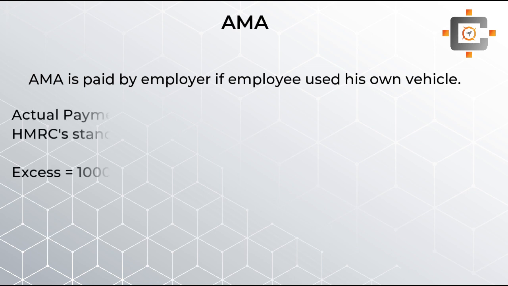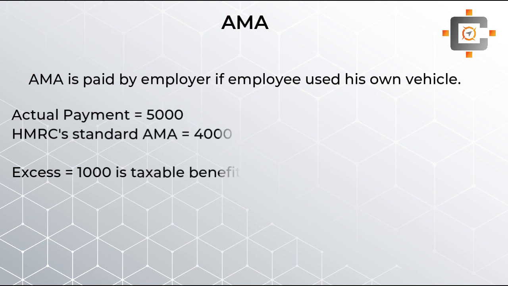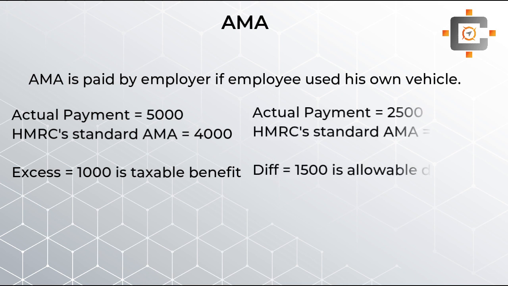Now let's say, according to the HMRC's rule, you should get £4,000, and actually you are getting £5,000. That means you are getting £1,000 extra over and above the standard amount given by the HMRC. So whatever excess amount you are getting over and above the standard amount will give rise to the taxable benefit.